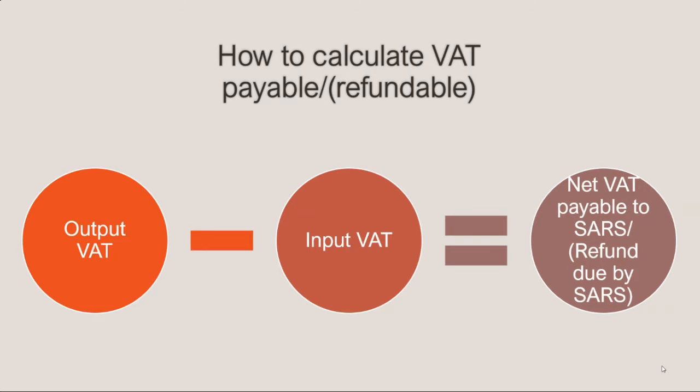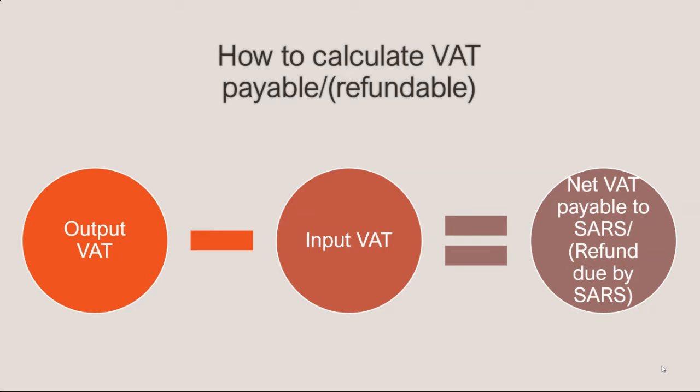Then we deduct input VAT. Now, input VAT is the VAT I claim from SARS. So SARS owes me money. And that is based on the expenses or the assets that I've acquired in a period or in a specific month. Okay, so input goes with expenses or acquisitions, which is your assets.